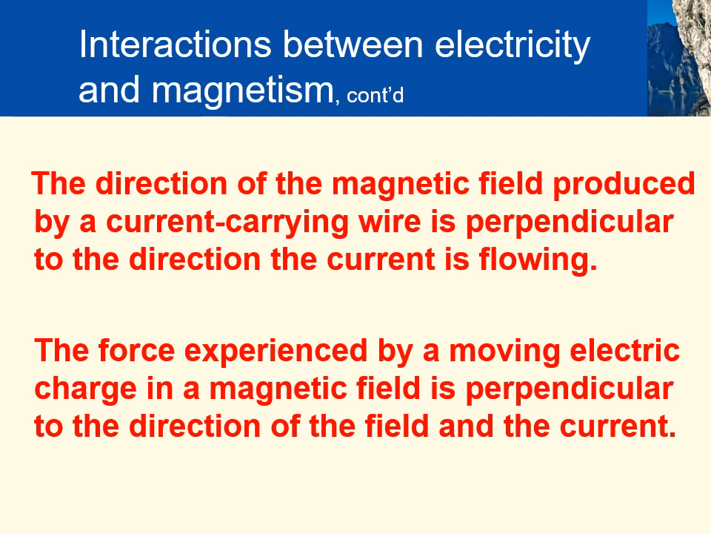Here we want to mention that the direction of the magnetic field produced by a current carrying wire is perpendicular to the direction the current is flowing. Also, the force experienced by a moving electric charge in a magnetic field is perpendicular to the direction of the magnetic field and current. I will explain the previous statements. The first statement: the direction of the magnetic field produced by a current is perpendicular to the direction of the current. Suppose we have this current, and this will produce a magnetic field which is like circles around it. So the angle between the magnetic field and the current is 90 degrees.